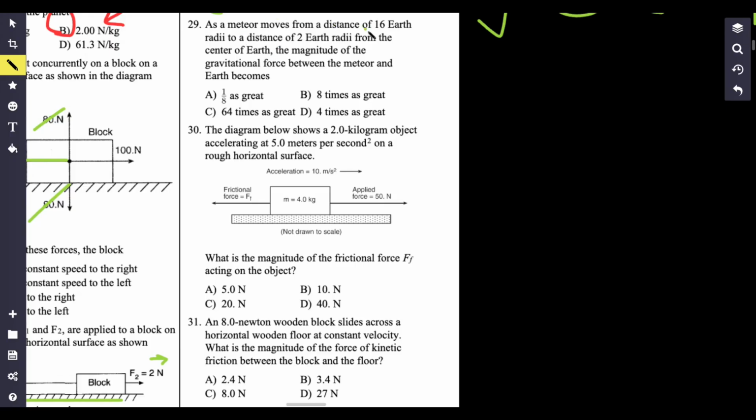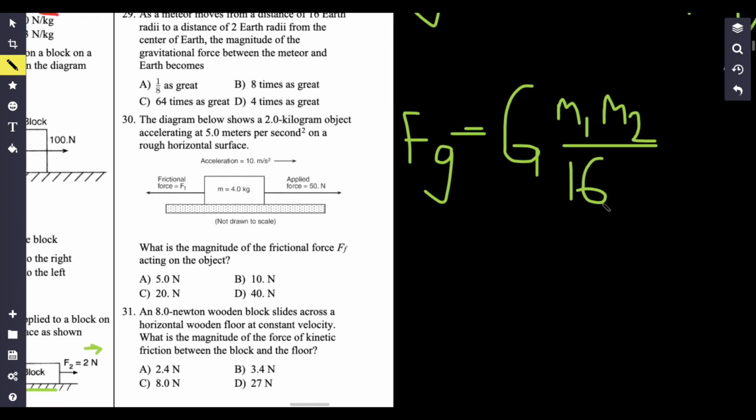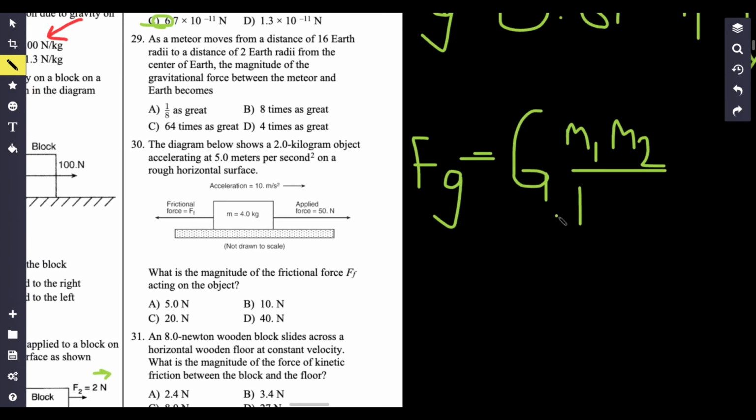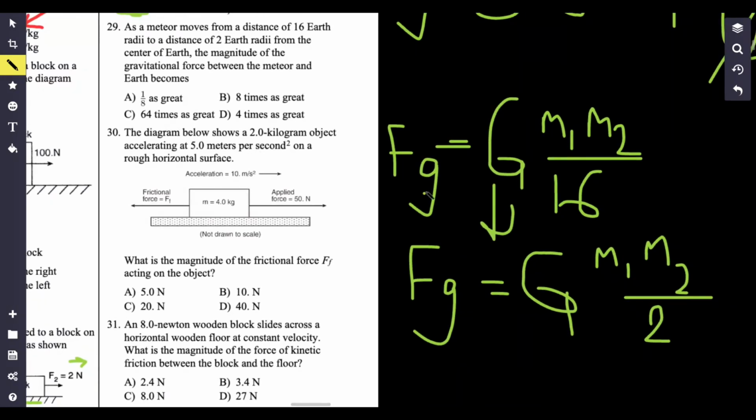As a meter moves from a distance of 16 to a distance of 2, the magnitude of the gravitational force becomes what? So let's say you're starting out with the same formula, and the distance is 16, right? But this time, the distance goes from 16 to a distance of 2. So you're trying to find out how the force changes as you change the distance. Sorry if this is confusing. All this should be squared because it's the square of the distance.